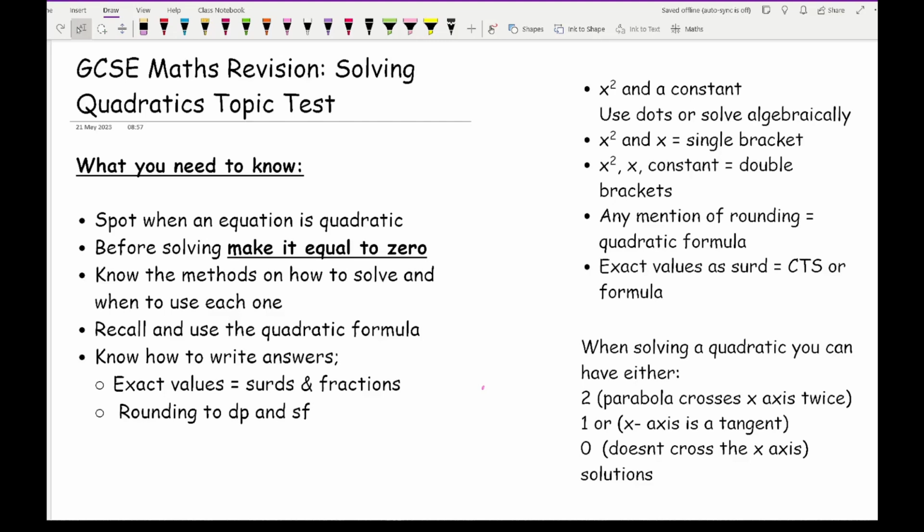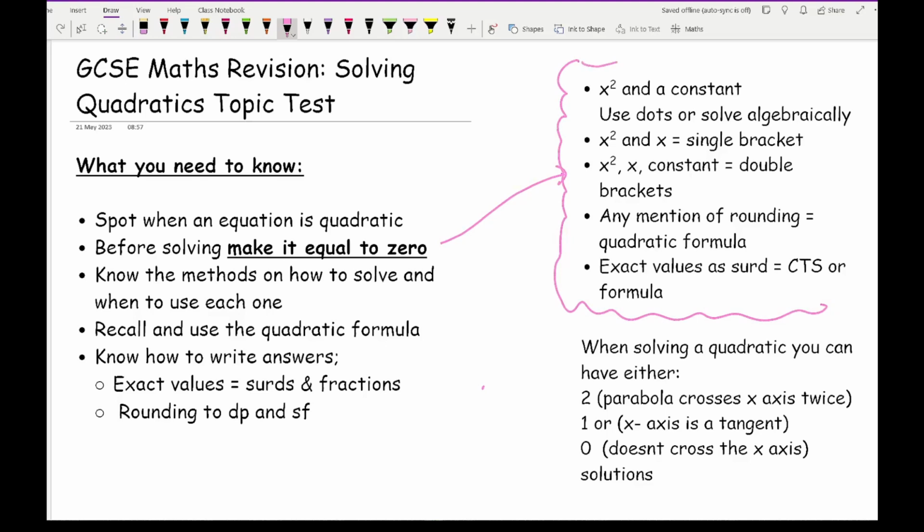The next thing is to know the methods on how to solve and when to use each one. For this, I've tried to do a bit of a breakdown of the methods that you can use and which one you use to solve a quadratic.